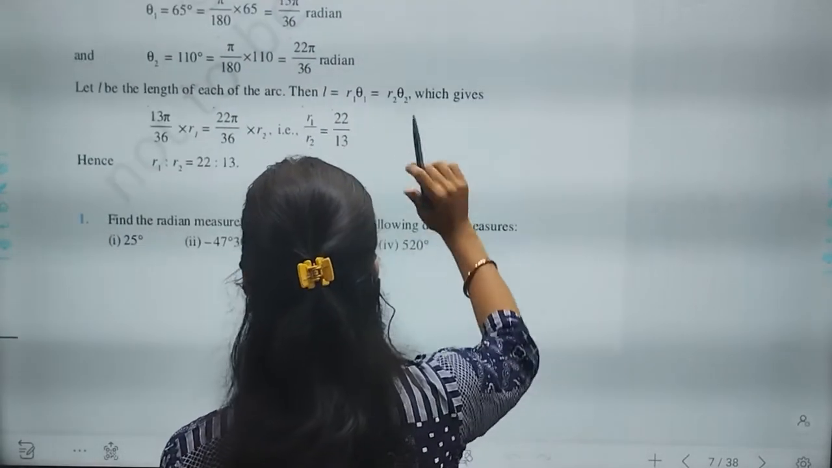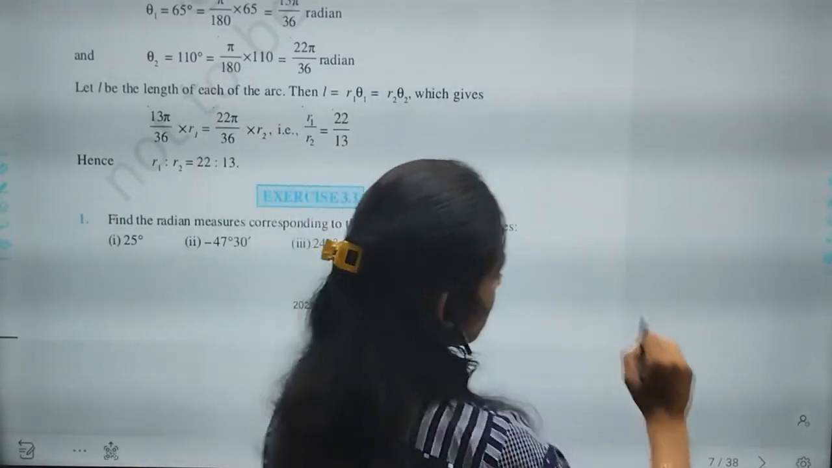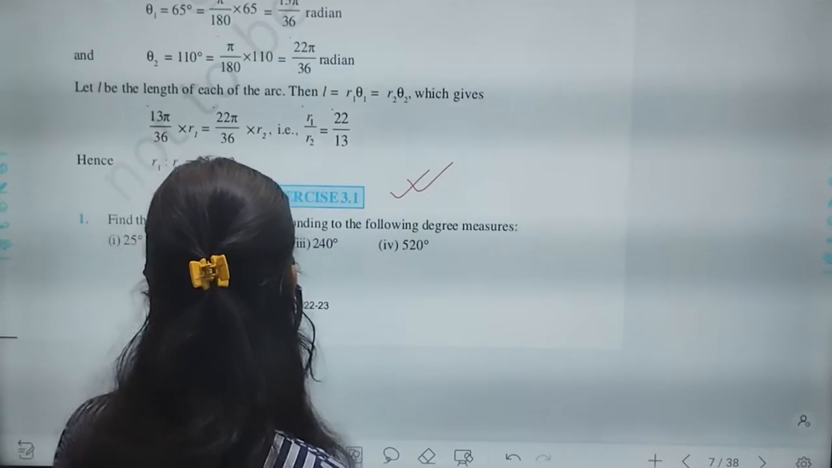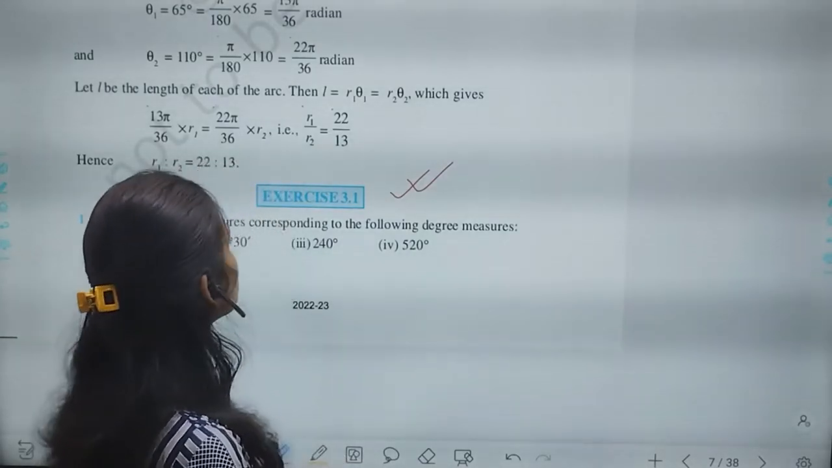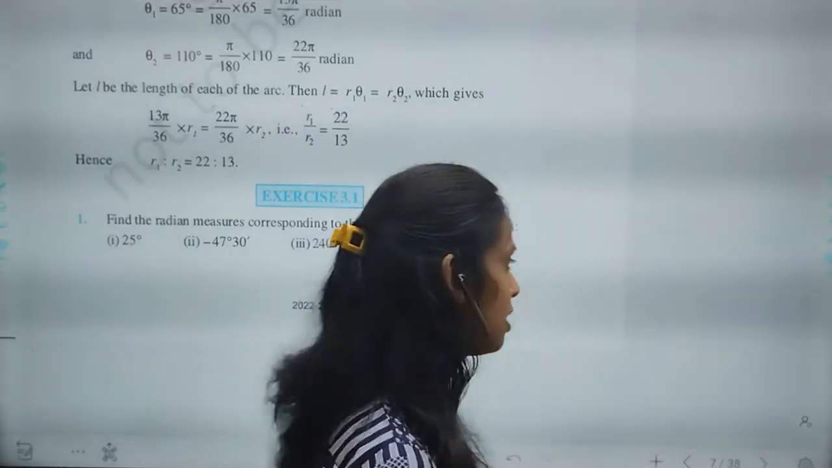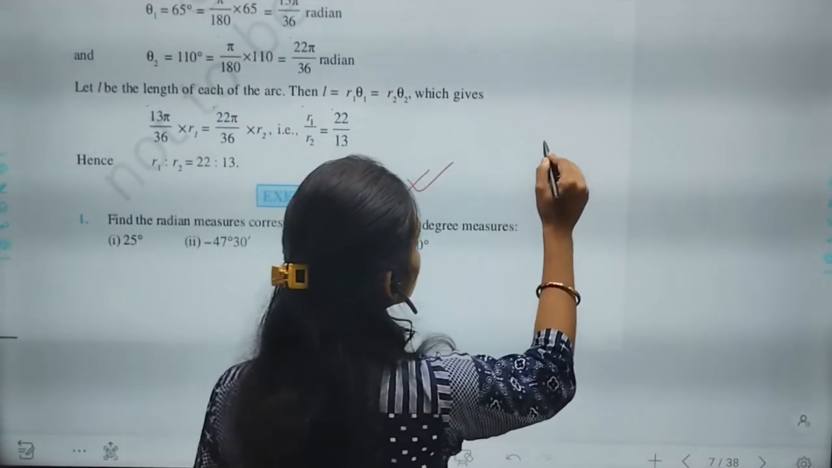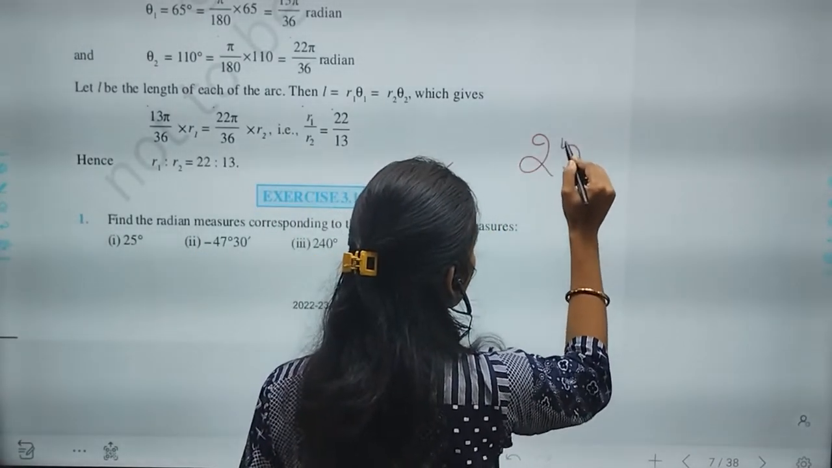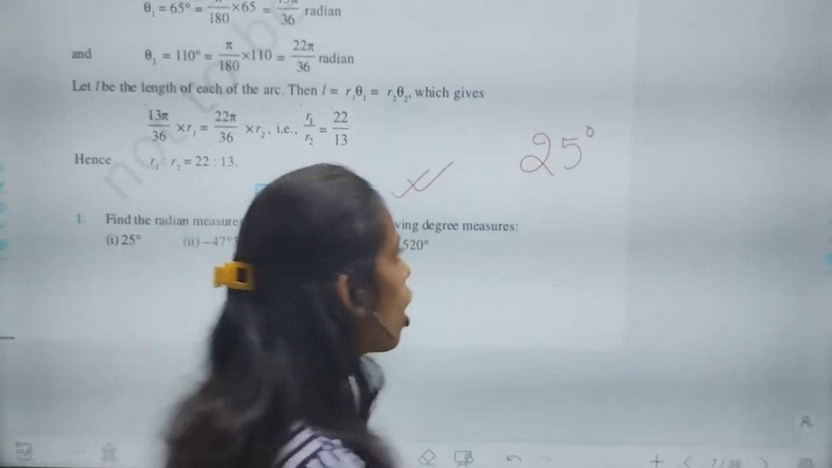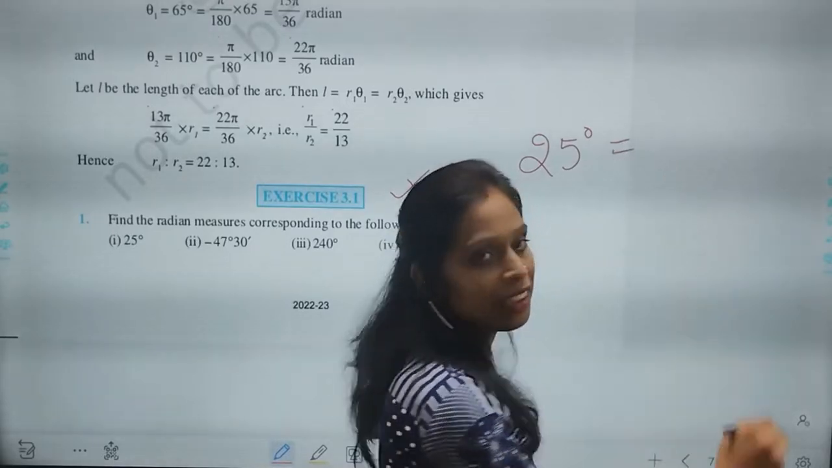Exercise number 3.1. In this exercise, find out the radian measurement corresponding to the following degree measurement. The first one is only 25 degrees. Now, how will you convert it into radians?